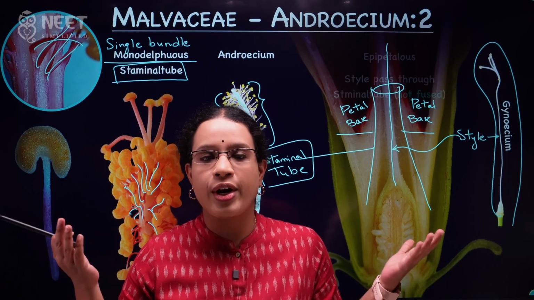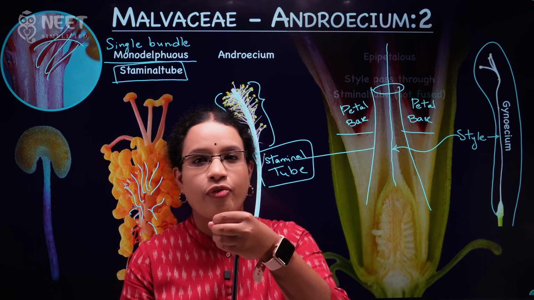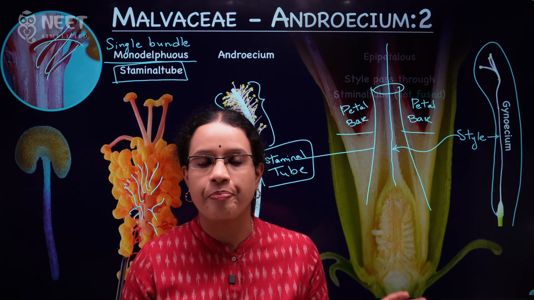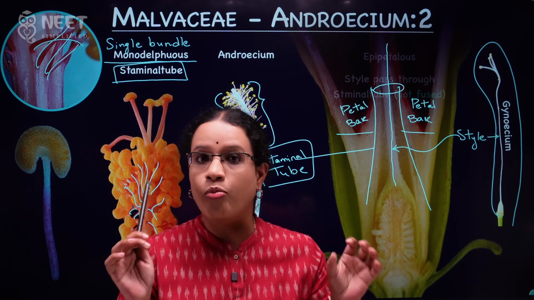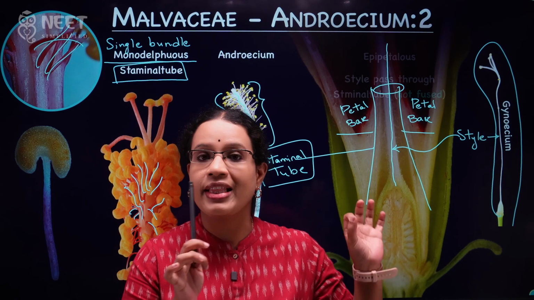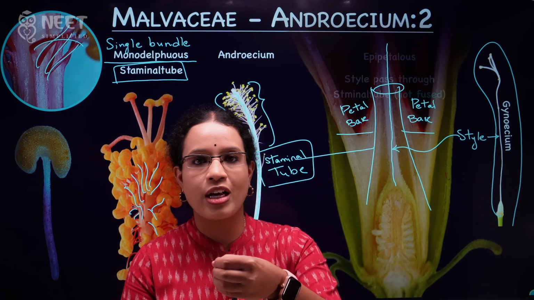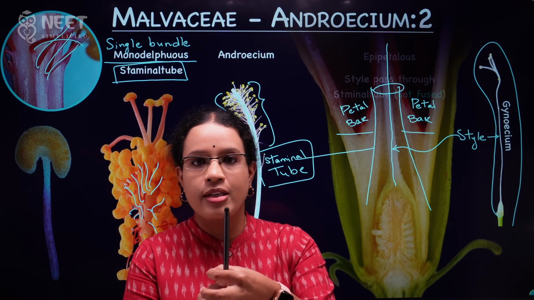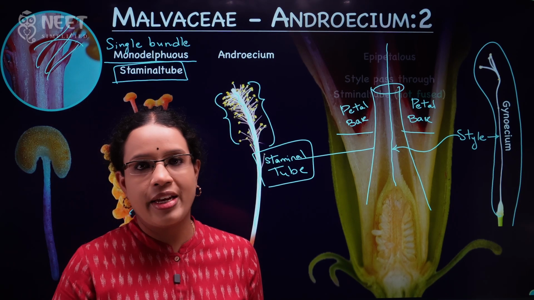Like how your ballpoint pen works. You have your pen and the refill. They are not fixed or attached anywhere, but the refill is going to pass through your pen and both work together. In the same way, the style of the ovary is going to pass through the staminal tube just like the refill. Now coming to the gynoecium.